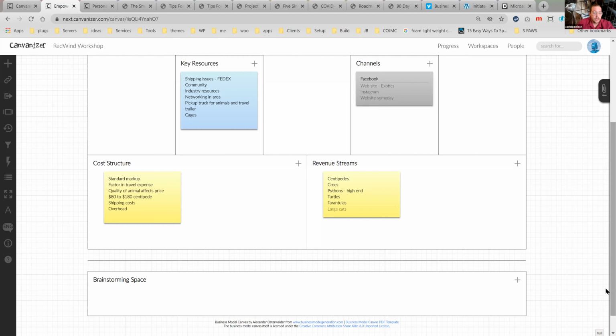Cages, affording cages, that's definitely a key resource, and learning how to build cages instead of buying them already pre-made. That saves a lot of money, and you're getting exactly what you need, instead of buying something that may be subpar and spending a little bit more money on that.